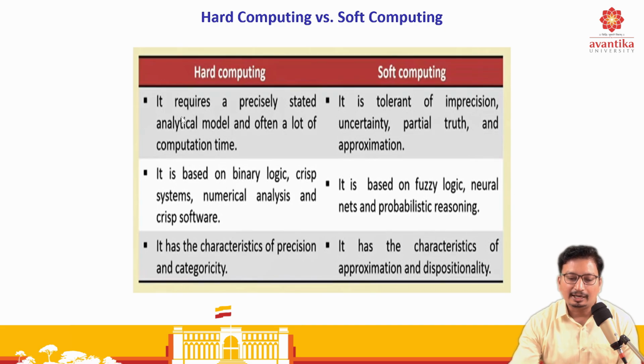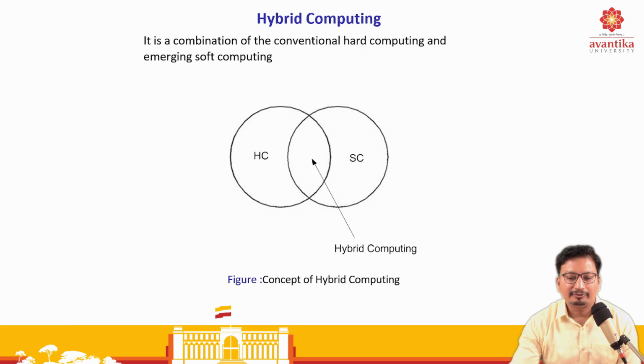Next, hard computing requires a precisely stated analytical model and often a lot of computation time. And soft computing does the same thing in a lesser amount of time. Hard computing is based on an exact mathematical model, but soft computing is based on fuzzy logic, neural nets, and probabilistic reasoning. So these are some of the differences between hard and soft computing.